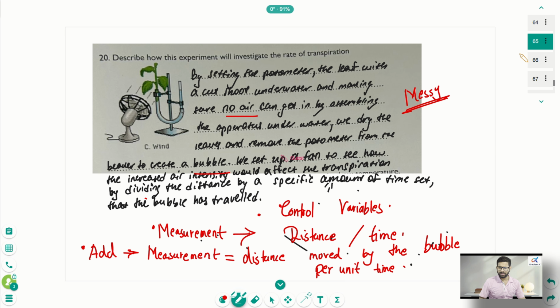I won't tick mark it because you have to work on this. What you have to work on: I've given you control variables, measurement, and the last statement, you have to write it as I have written it. That is, measurement is done on the basis of distance moved by the bubble per unit time. Okay, dear?